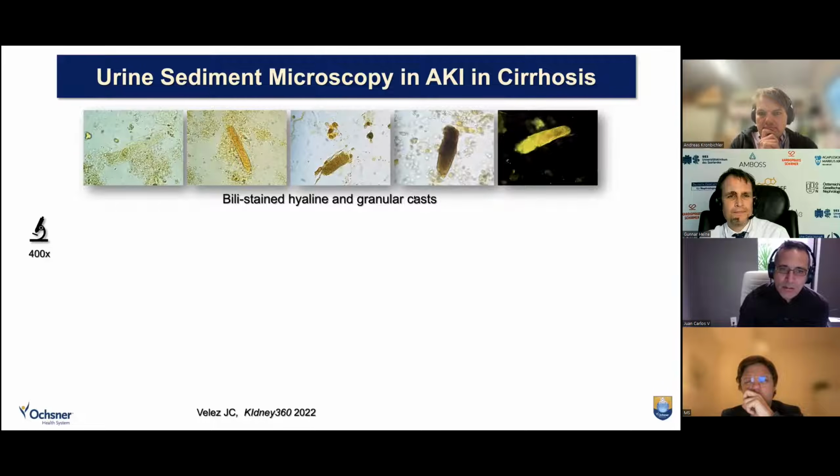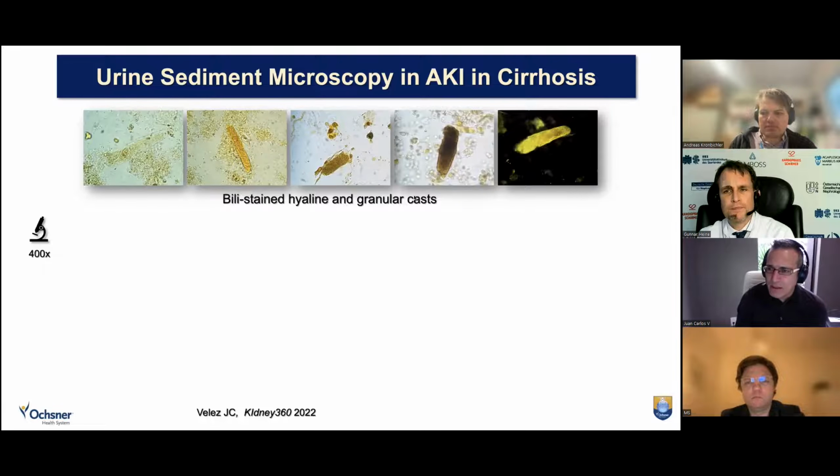I'm showing here in the top panel different images of casts. Starting on the left is a hyaline cast with a faint bilirubin stain. The second one is a little bit brighter staining of that cast. It still appears to be hyaline. The one in the middle is clearly a granular cast, but it does have some bilirubin staining. And then finally you get to a muddy brown granular cast seen under bright field, and the last one is also a muddy brown cast under dark field microscopy.